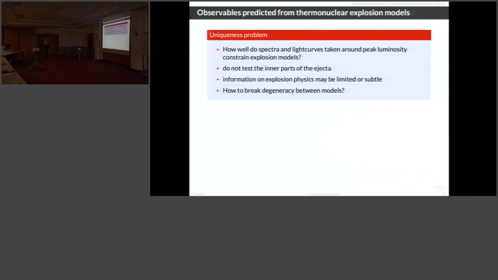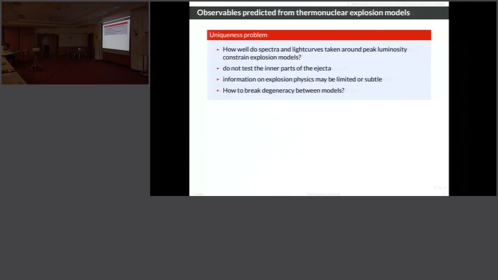The early or around-peak-luminosity observables do not really test the inner parts of the ejecta. This is just done in the nebular phase, perhaps. The information on the explosion physics may be hidden somewhere in the spectra or the light curve shapes. So this information may be limited or subtle. And in the end, it is possible, and we see that is actually the case, that quite physically different explosion models give rise to very similar predictions for observables.